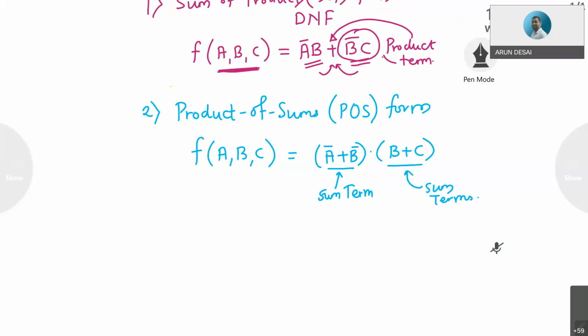So what is the difference between sum of product and product of sum? In sum of product, the term is a product term. In product of sum, the term is a sum term, right? So product terms have summation in sum of product, and sum terms have AND in case of product of sum. So that is important. This is how you represent a Boolean expression.